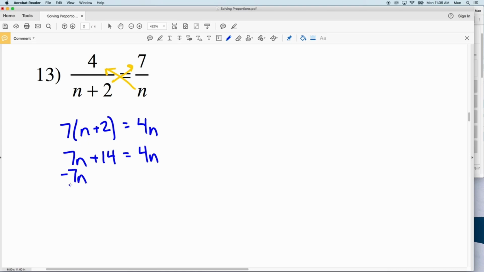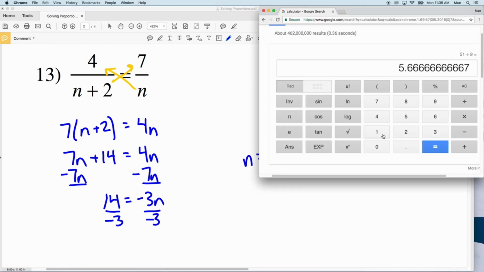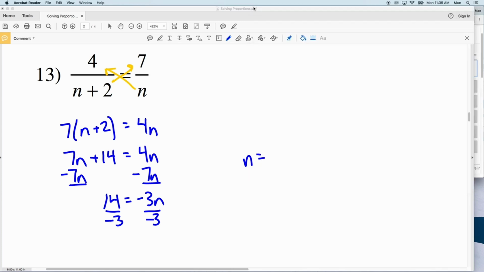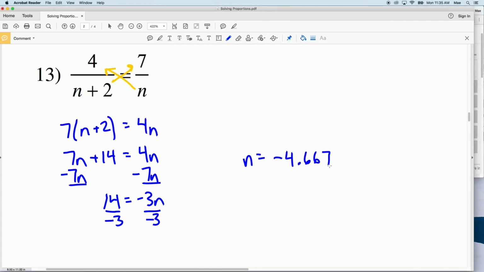We'll subtract 7n from both sides to get that 14 is equal to negative 3n. Then we'll divide by negative 3. When we divide by negative 3, we'll do 14 divided by negative 3 to get 4.6 repeating, and that's negative. So negative 4.667.